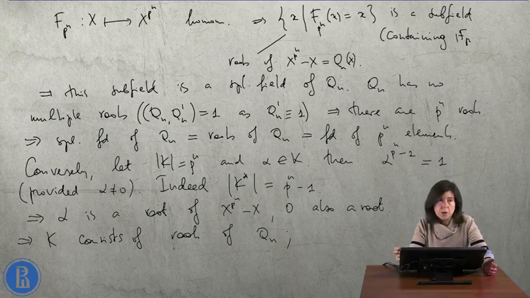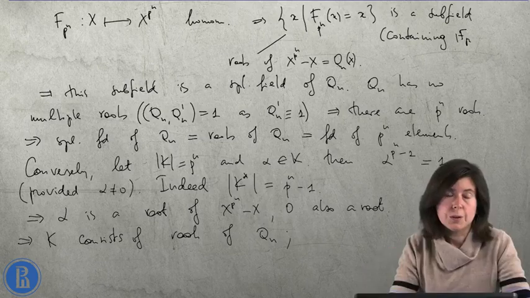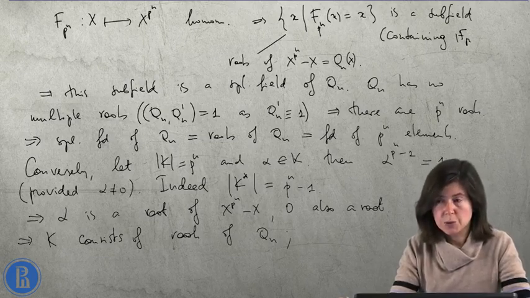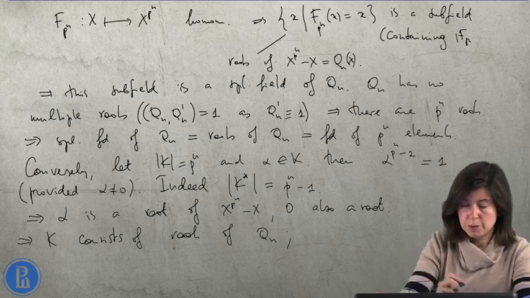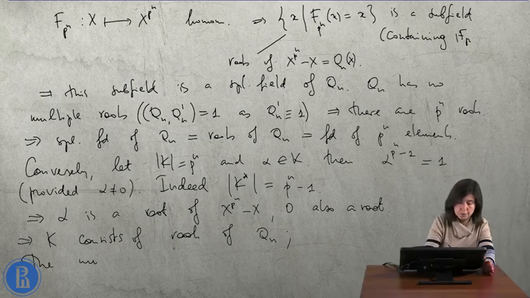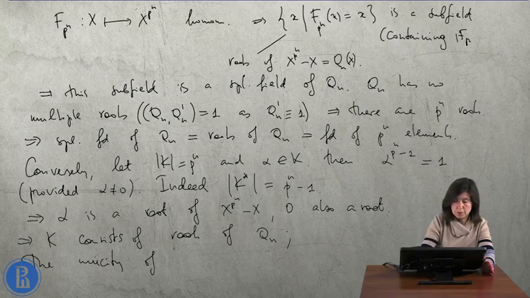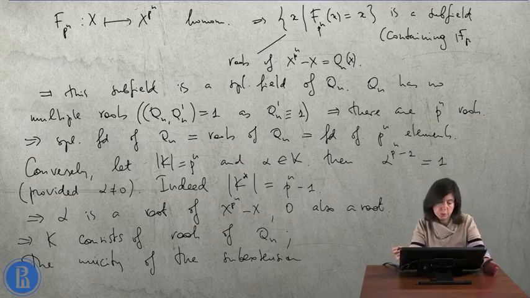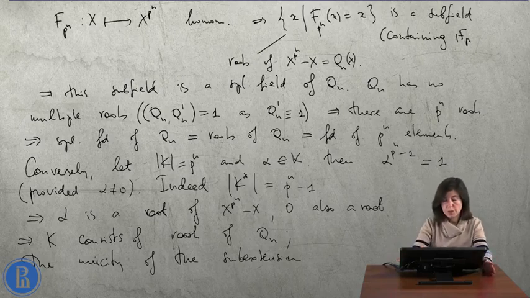And this also answers the question why there is a unique subextension of F_p bar which has p^n elements. This is just because this subextension consists exactly of the roots of q_n. The unicity of the subextension, well, not exactly of the embedding, but of the image of the embedding of k into F_p bar also follows.